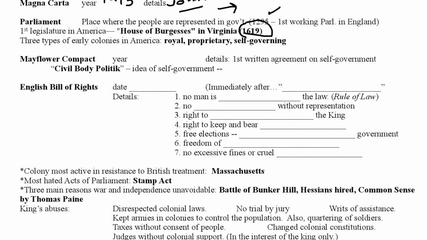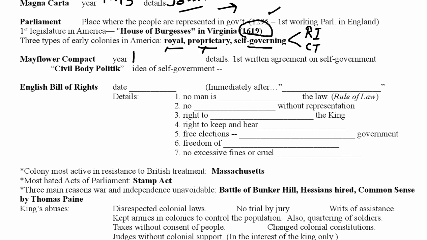Know that. 3 types of early colonies. You need to know that. The royal, the proprietary, and self-governing. Proprietary is more like a business. Royal is directly controlled by the king. Self-governing colonies, there were 2: Rhode Island and Connecticut. You'll recall that was asked several times. Civil body politic is a phrase, the idea of self-government, that people will make laws and will obey them, and they will decide to change the laws if they're not the best laws for the common good.